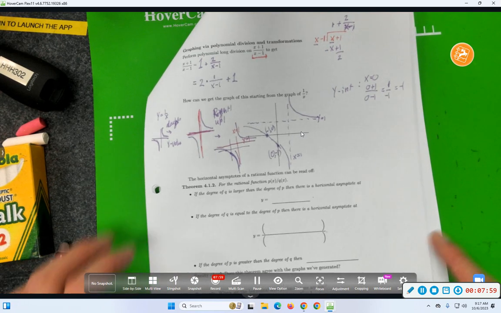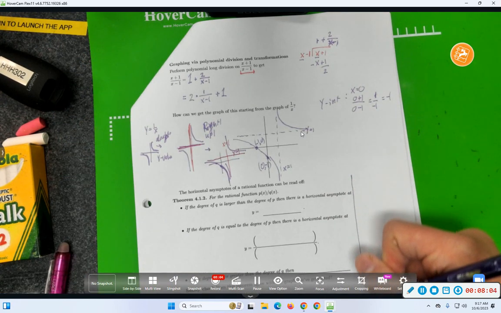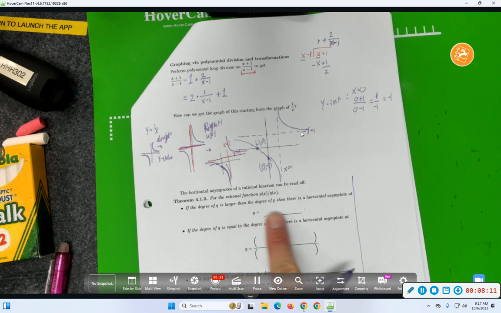In order to think about this, here's what the following theorem says. If you have a rational function p of x over q of x, if the degree of q, the denominator, is bigger than the degree of p, the numerator, then there's a horizontal asymptote at, and then we'll just say where it is. And in order to get that, let's think about what horizontal asymptotes mean. The horizontal asymptote is what happens when you plug in a really, really big value for x. If there's a horizontal asymptote, the y value should get close to some line.